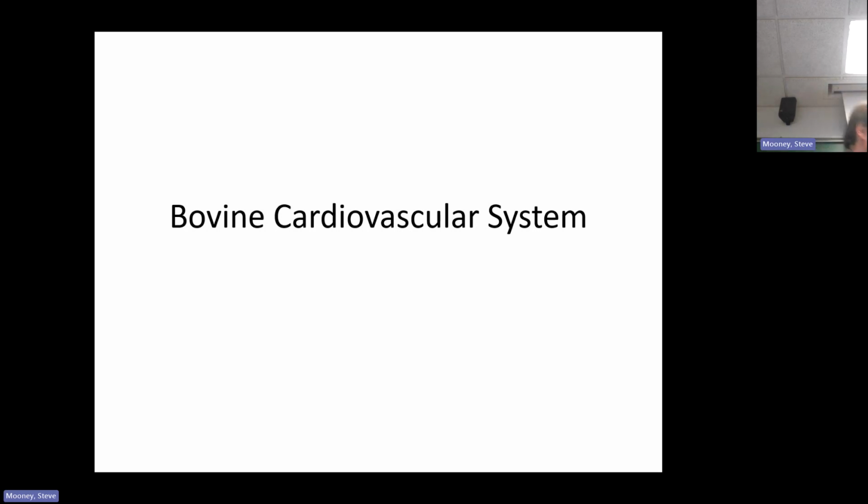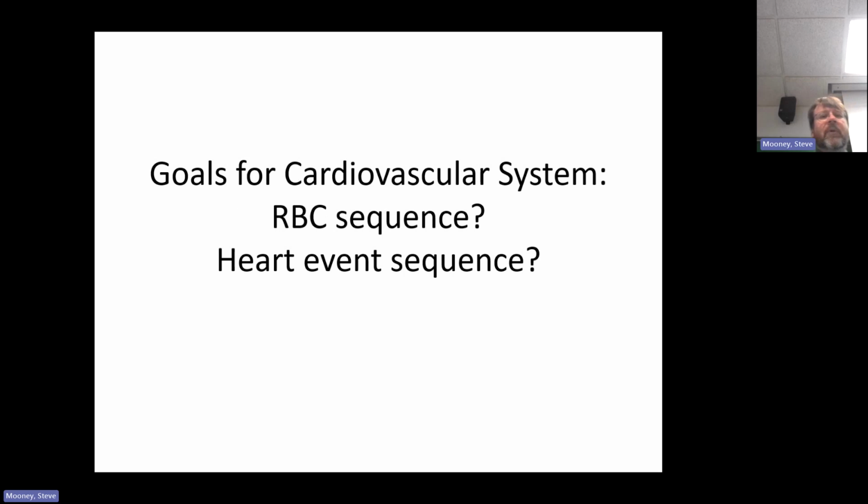Okay, so any questions about muscles? So let's go to another muscle, our heart. We're going to talk about the bovine cardiovascular system. We'll start with the heart first, and then work our way to blood vessels and blood.